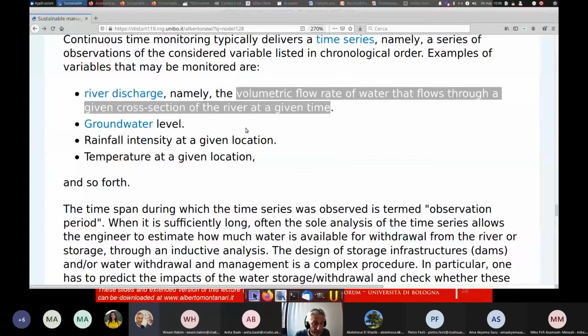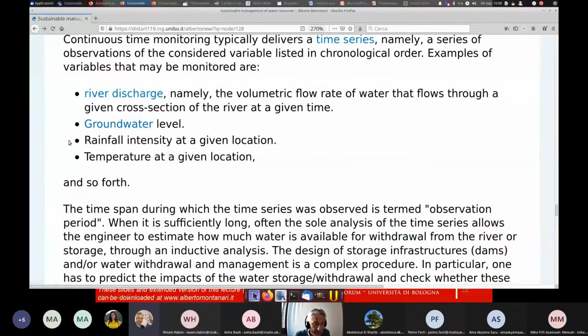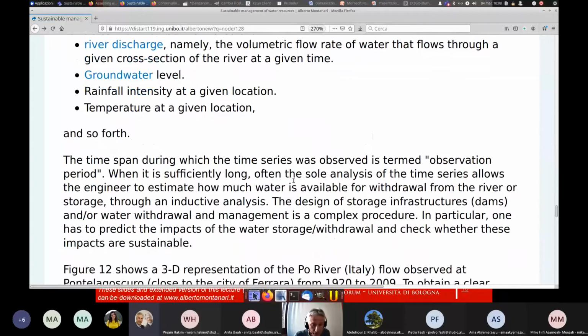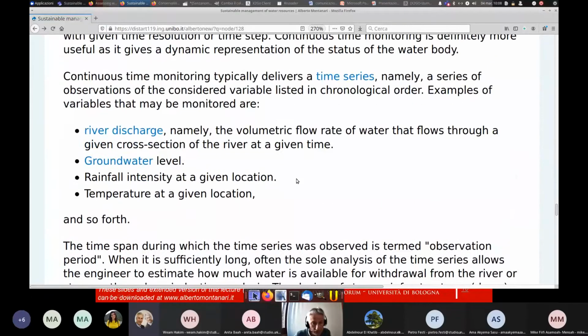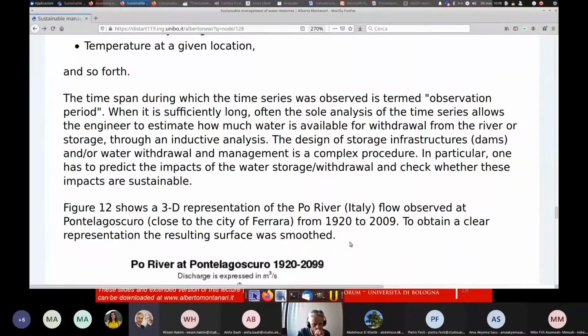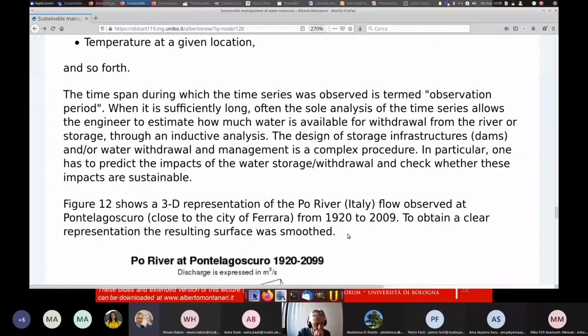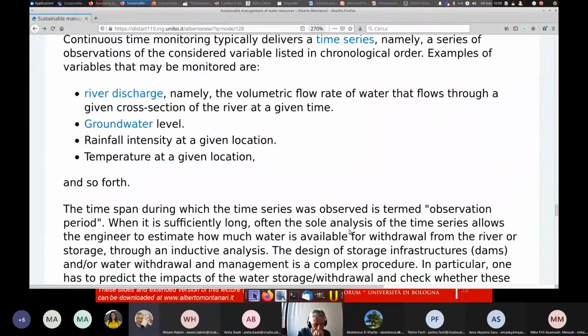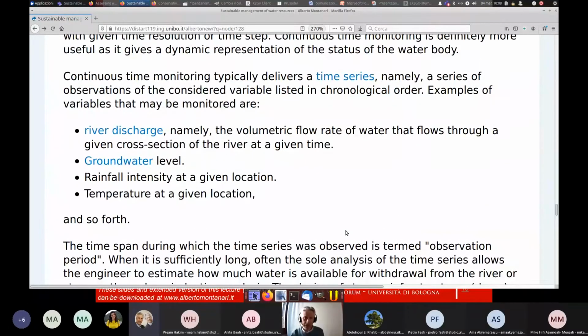Now, another example of time series may be the groundwater level, rainfall intensity at a given location, temperature at a given location. And I still have to define what is a river cross section. Somewhere it is defined. I think it is defined in the next lecture, but I want to anticipate it now. What is a river cross section?